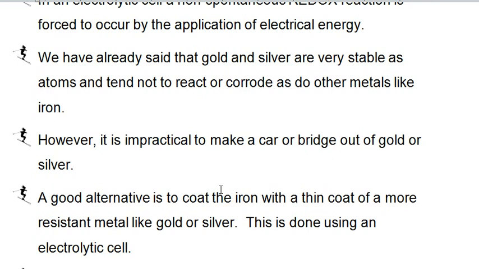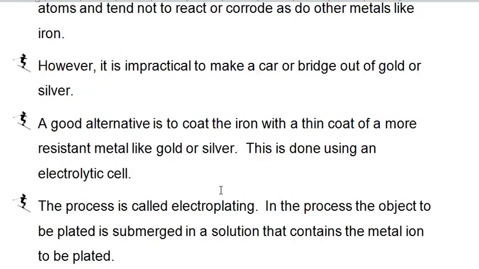Well, earlier on we said that gold and silver were very, very stable as atoms, and they tend not to react or corrode like a lot of other metals. But it's pretty much impractical to make a car or a bridge or a tower out of gold so that it doesn't rust. I mean, think about it. If we were to make the rope bridge, all the undercarriage of that out of solid gold so it didn't rust, first of all, it'd be so soft you wouldn't be able to run a car over it. It'd bend. It's gold soft. Second of all, it wouldn't be there very long because people would be going up, chipping off chunks of gold, and pretty soon you wouldn't have a bridge. They'd tear it down.